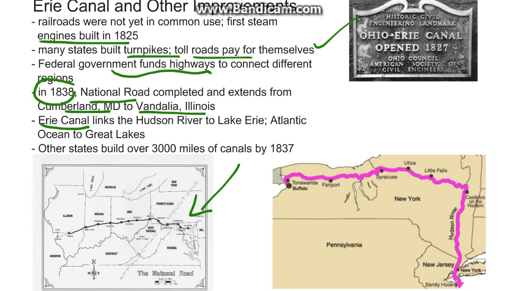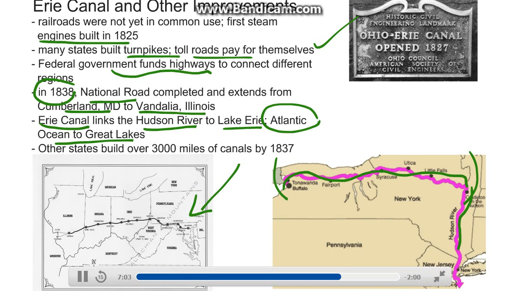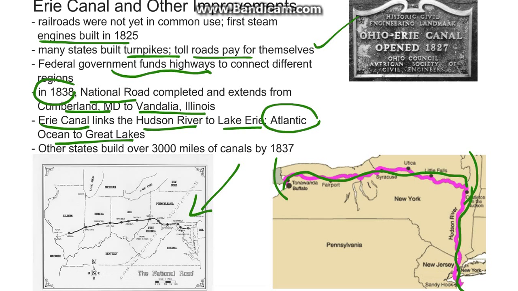The Erie Canal is going to be built to link the Hudson River to Lake Erie, and then finally the Atlantic Ocean to the Great Lakes. The Erie Canal can be seen on this map from here to here. And then it meets the Hudson River and goes down to the Atlantic. Other states are going to build over 3,000 miles of canals by 1837. The more canals and roads and turnpikes that are built, the easier it is to ship goods between different sections of the country.